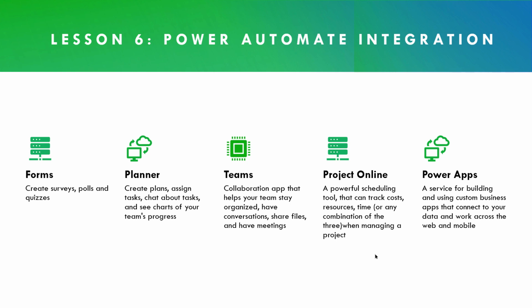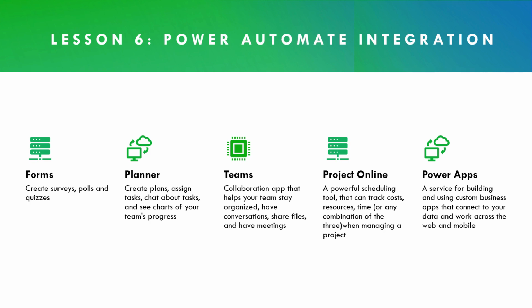Project is a powerful scheduling tool. It's not just used by project managers. It's used across a wide variety of industries, and it can track costs, resources, and time, or any combination of the three when you're managing a project. So it's a pretty powerful application. Of course, it has the desktop version and everything like that. But our next exercise, we're going to be integrating Project Online with Power Automate. And by the way, the slide deck is in the video description for your future reference as well.